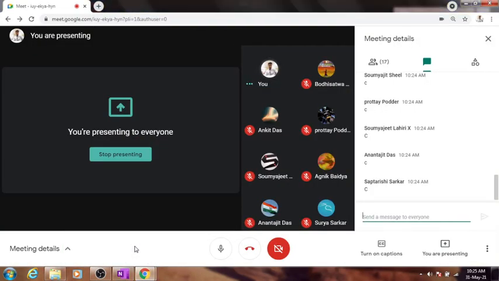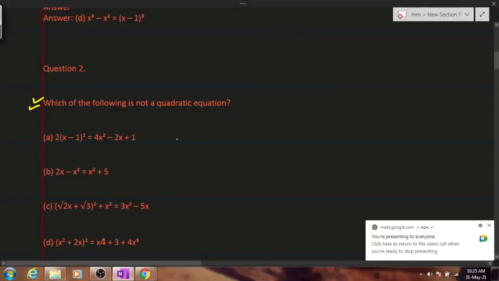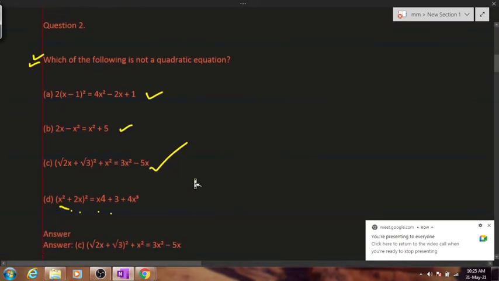Saptarishi has answered. Chalo. Option A will be a quadratic. Option 2 also will be a quadratic. Option 3: if you expand this, you will not get a quadratic one. Clear?